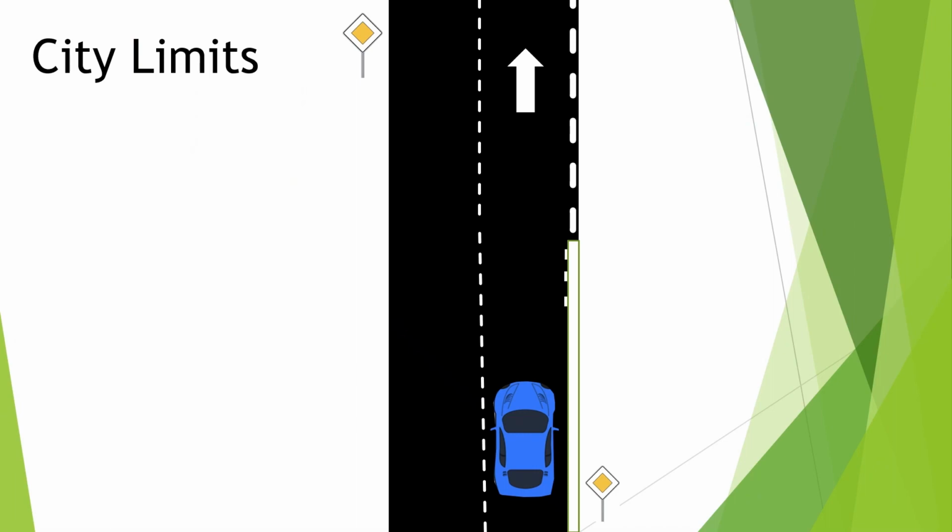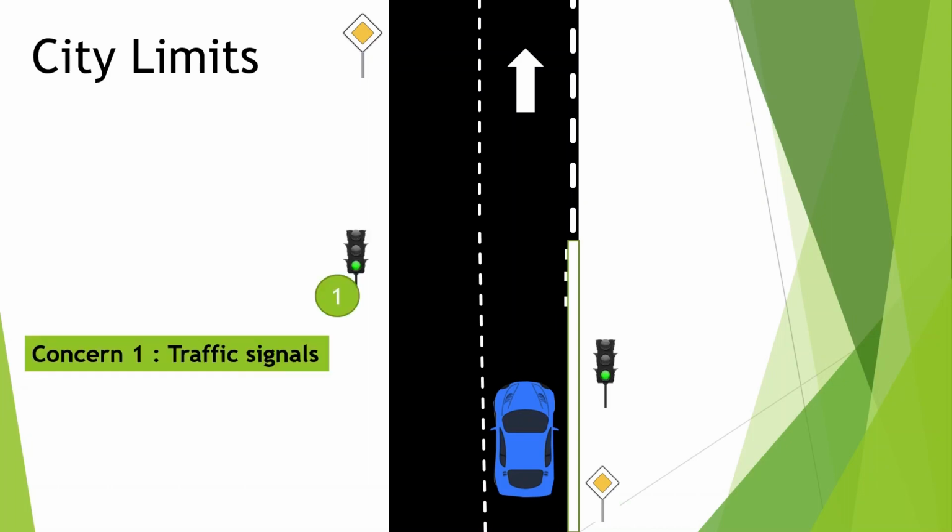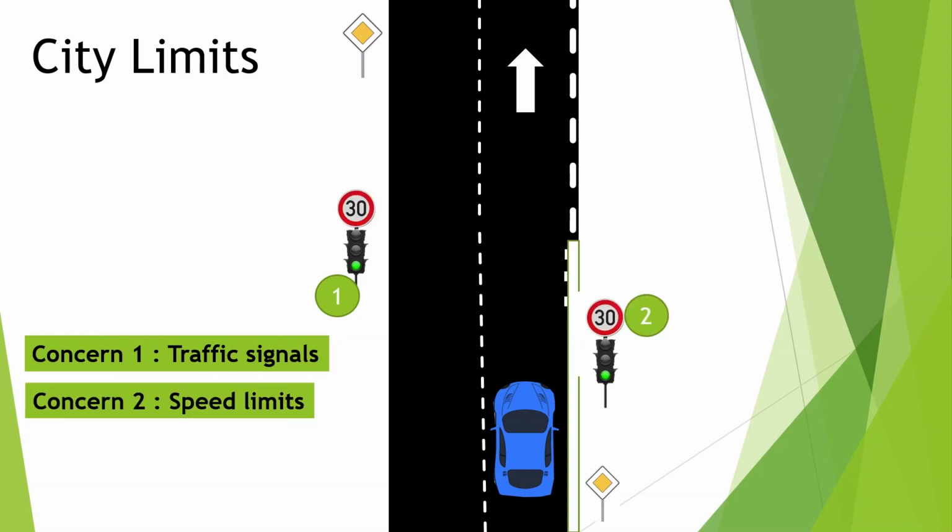What is the first concern that would appear in your city roads? The first concern, of course, being traffic signals. So be aware or be prepared for the signals to change and accordingly take your actions. The second concern is, of course, speed limits. There will be certain roads, certain areas where you will have further speed restrictions, mostly limiting to 30 km/h, and be aware of these signals on the road.